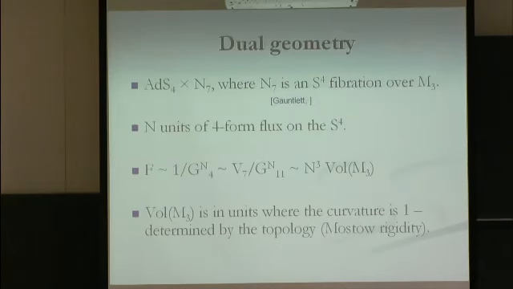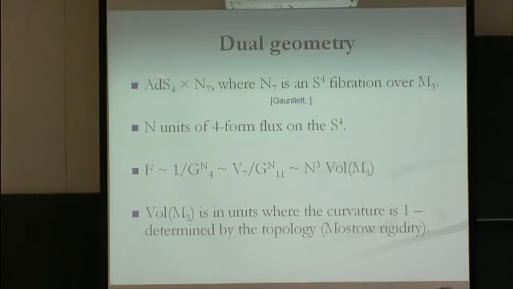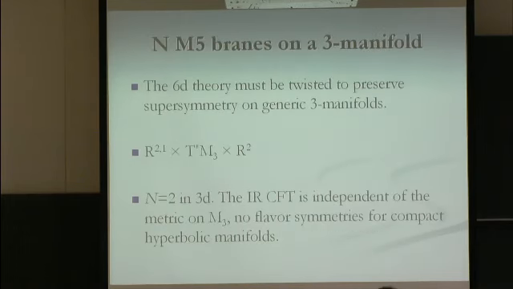If I have N M5 branes, oops. But, okay, sorry to Gauntlett's co-authors here, so, right, what's the dual geometry? It looks like AdS4 times some 7 manifold, where the 7 manifold is an S^4 fibration over the 3 manifold.